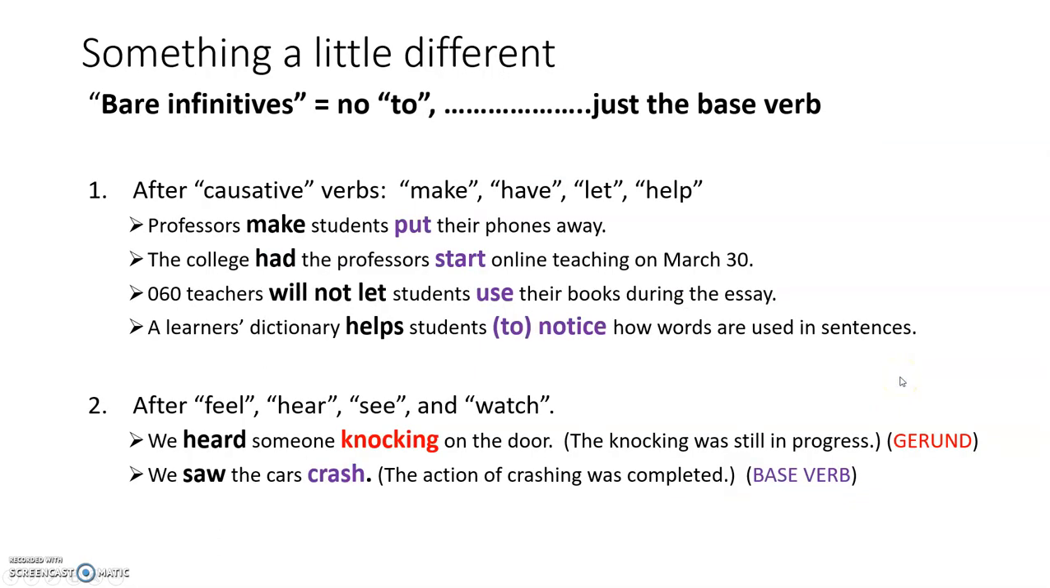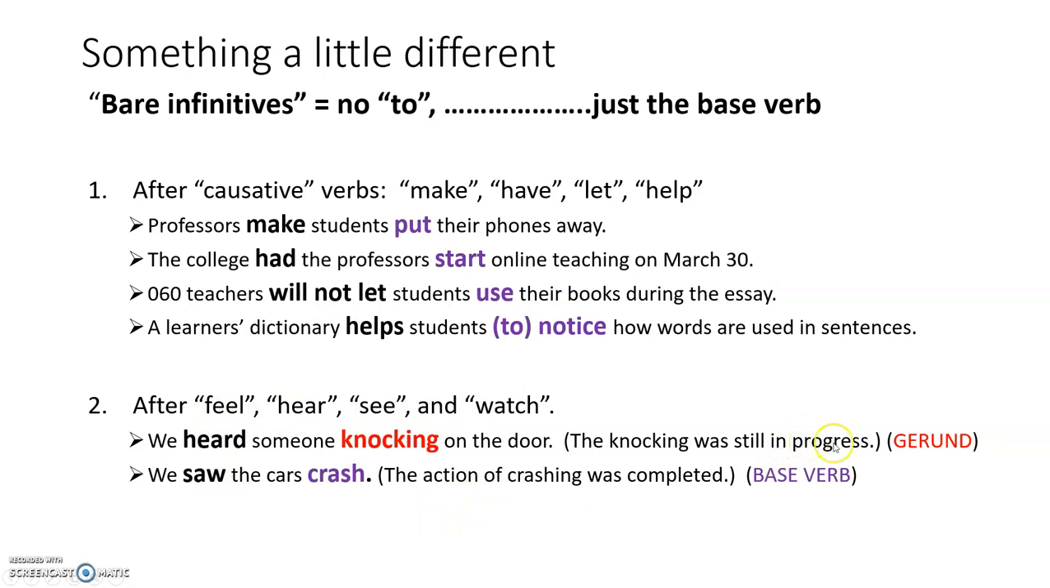Something that's a little bit different is called bare infinitive. There's no to, it's just the base verb. Some books call these causative verbs. So I have those verbs in bold. It doesn't matter what tense it is. And the other verb is not infinitive, it's base form. But in the case of help, you can use infinitive or base form, either way. Same thing with verbs like feel, hear, see, and watch. Those are verbs that talk about our perceptions.